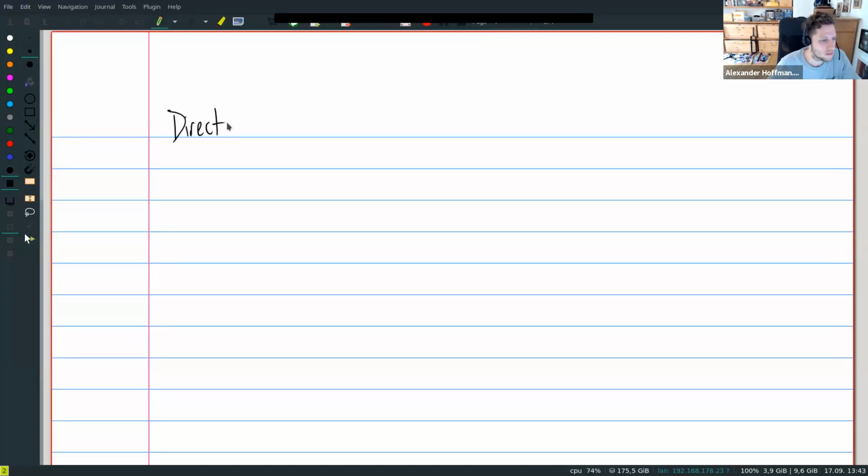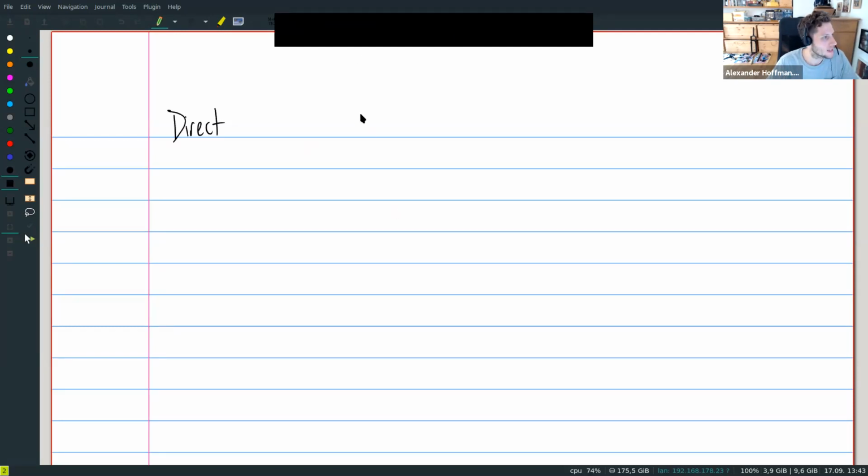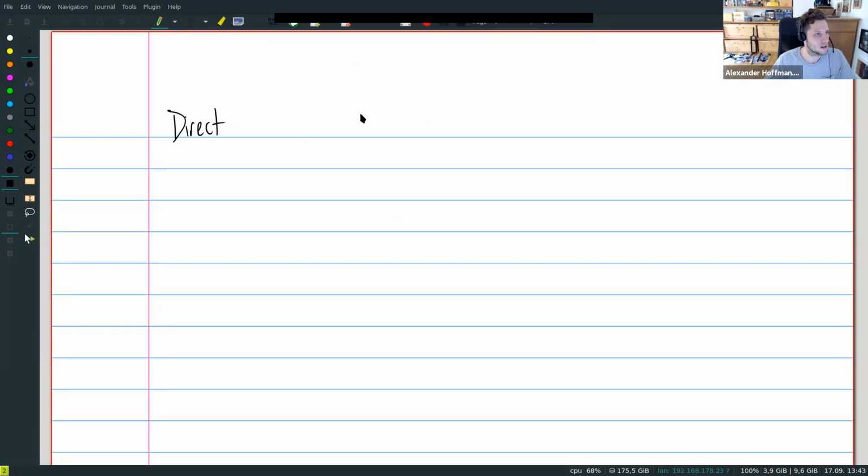Is my screen being shared, by the way? Because it's not highlighting green. My text screen, is it being shared where I'm writing direct? Okay, great.